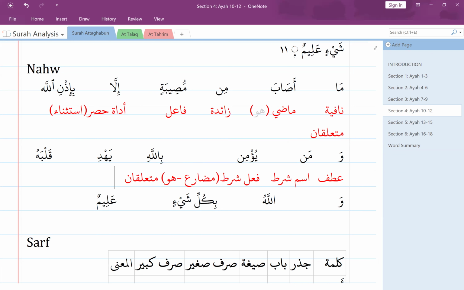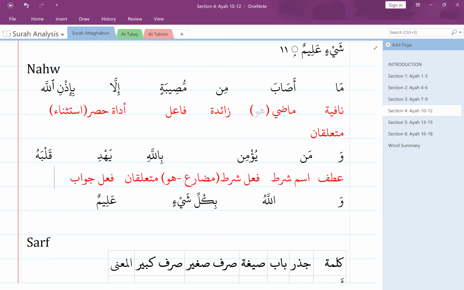So then we have yahdi. Yahdi is fi'l mudari', which is majzoom because of jawab shart. So this is our fi'l jawab, of man, the ism shart, which is majzoom. And huwa damir mustatir is the fa'il. And how do we know that it's majzoom? Because of the ya, which has been dropped.